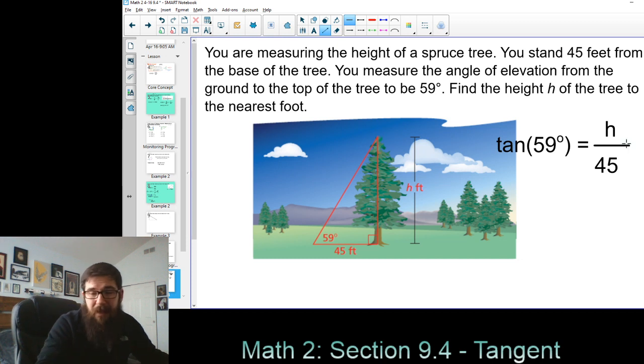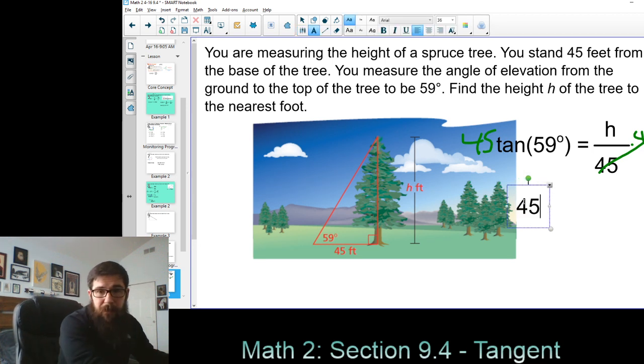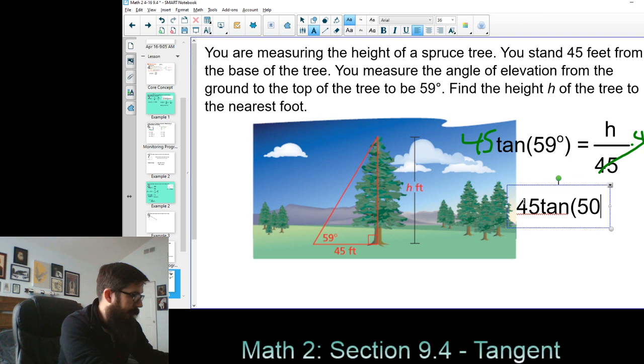This is basically the same algebra as that last one. What do I have to do to get h by itself? Multiply both sides by 45. If I do 45, it's going to cross cancel right here. Multiply 45 on the left side. Green wasn't the best choice. My apologies. I literally need to figure out what 45 tan of 59 is.